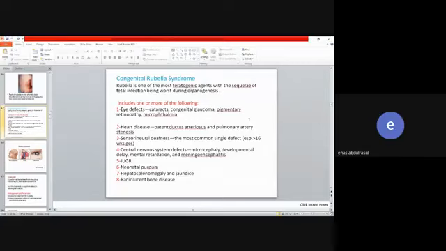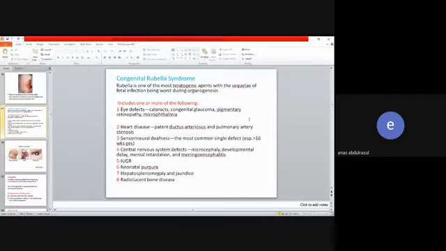Congenital rubella syndrome especially happens if the infection is acquired during the period of organogenesis, that is to say, during the first half of gestation. Features of congenital rubella syndrome include eye defects in the form of cataracts, congenital glaucoma, pigmentary retinopathy, microphthalmia, heart disease in the form of patent ductus arteriosus, pulmonary artery stenosis, and sensorineural deafness.